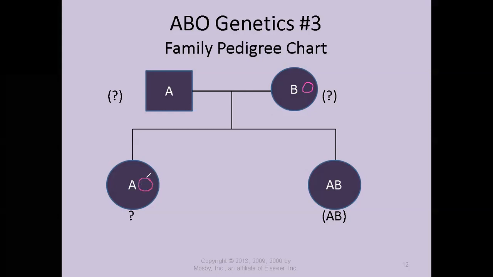That's the only way it could work, because otherwise, if she was BB, I would be AB as well, and I'm not. So I know my genotype has to be AO, and I had to have gotten my O allele from my mother because she couldn't give me the A. I got the A from my dad.